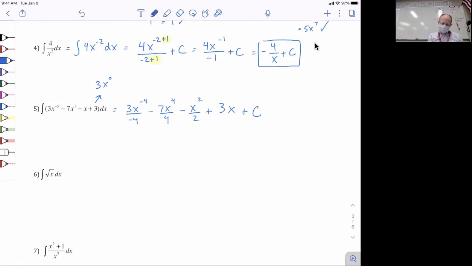All right, we can also do this with radicals. We just need to rewrite these as fractional exponents. So this is x to the 1/2 power. And we can still use the power rule. So x to the 1/2 plus 1 would be 3/2. Now we're going to divide by that new power of 3/2. And we have plus c. In this one, I would like you to, instead of dividing by a fraction, multiply by the reciprocal of that fraction. And so this is going to become 2/3 x to the 3/2.